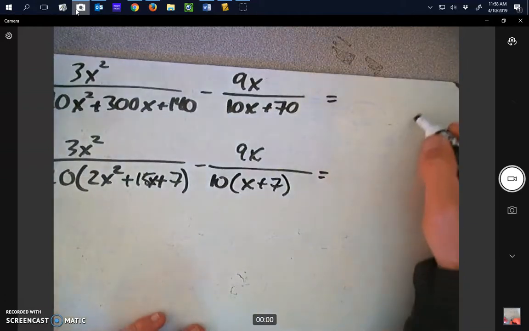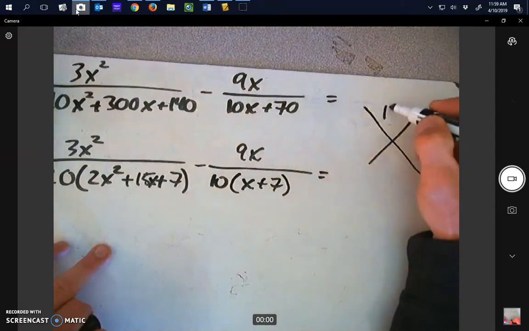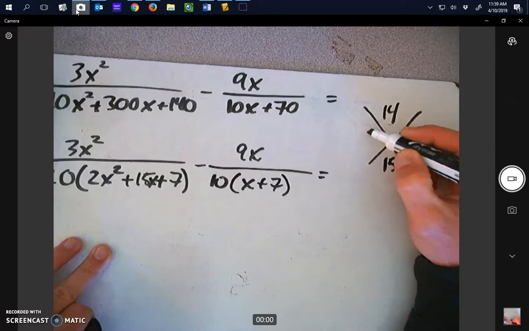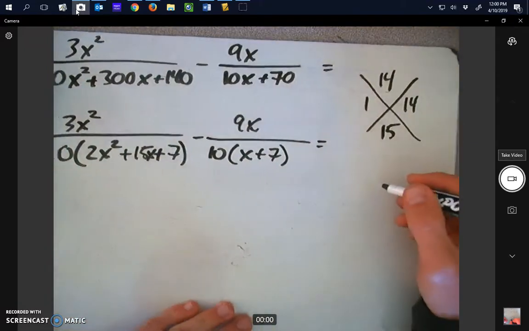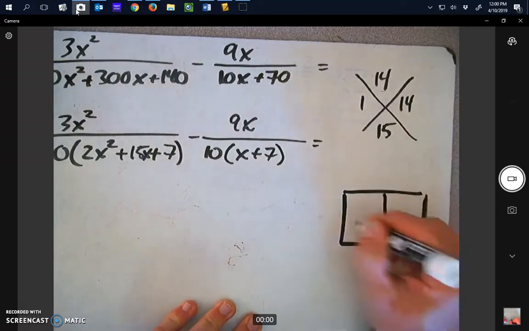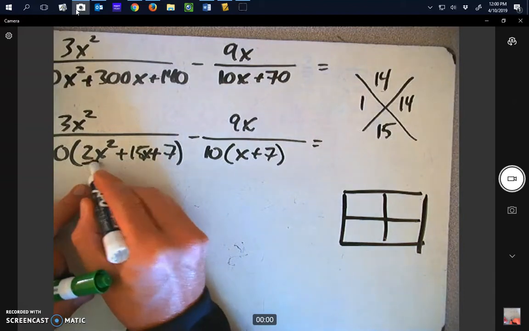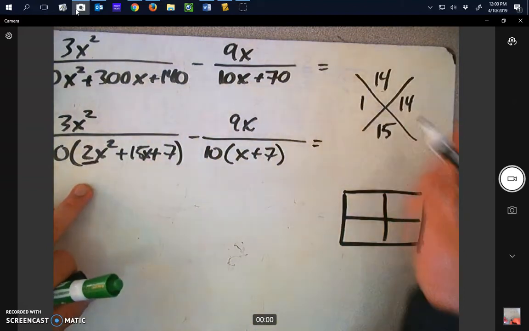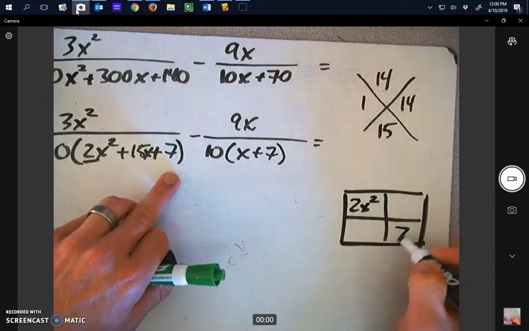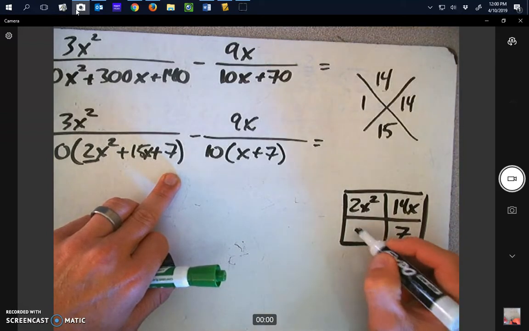So we're going to first do our little cross method. So 2 times 7 is 14. Add to 15. That's going to be 14 and 1. All right, so then once we have 14 and 1, we have to do reverse box method. We have to do reverse box method when our a is not 1. Okay, so if our a is 1, then we can just use these as our factors, but it's not 1, so we have to do this. So we get 2x squared here, 7 comes here, 14x, and 1x, or just x.